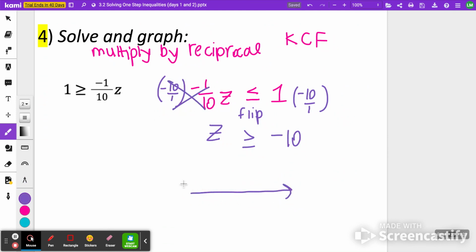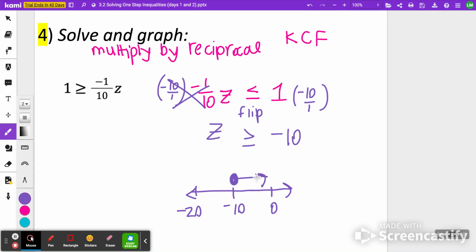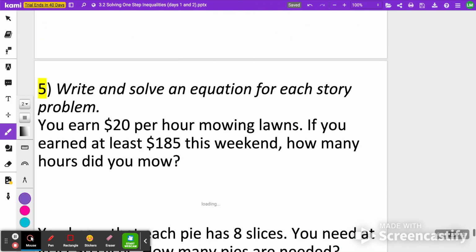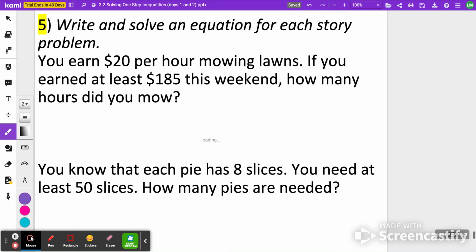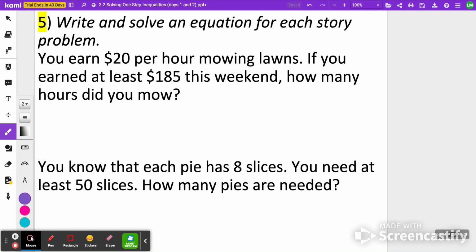As I graph, I have negative 10 here in the middle, 0 is to the right, and negative 20 is to the left. This should show a closed circle pointing to the right. The last two we have are 2 word problems. We're just going to write and solve. No need to graph these.